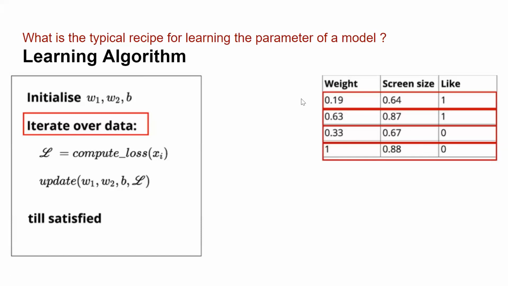In simple words, if I'm making this update every time when I'm visiting a row, that process is called stochastic. If I'm updating my parameters once after visiting all the rows of my data, then it is called batch update. Is it clear now?